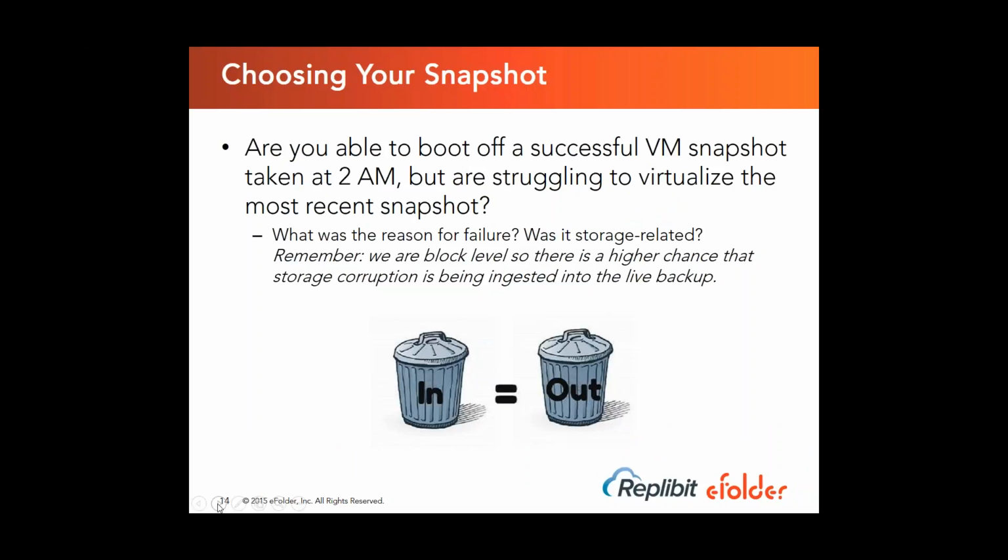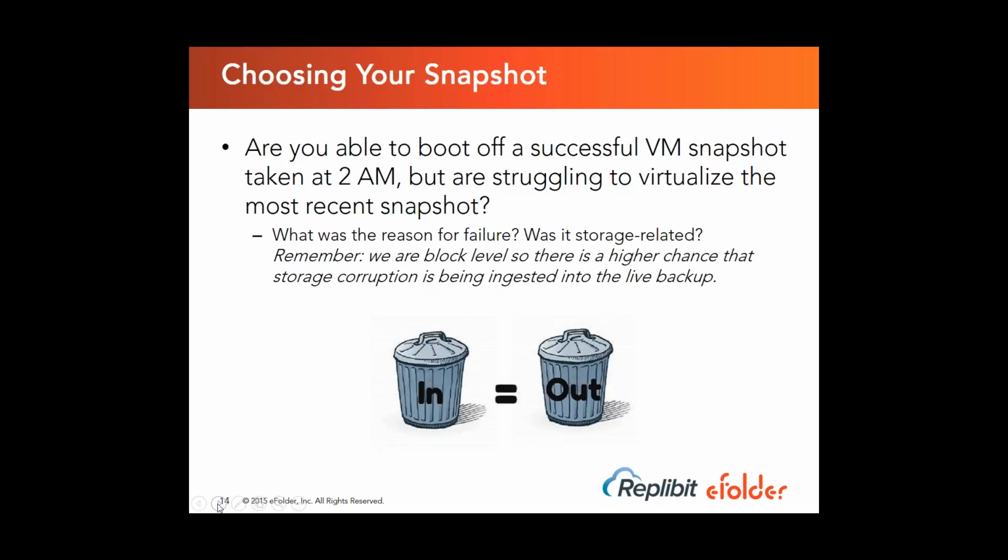So if you have your boot VM check enabled and everything virtualized no problem at 2 a.m., and then something occurred overnight and you get a phone call from your customer, or your RMM tool identifies that you're having a problem on the production network, and you want to take the most recent backup and you go to virtualize it, and you have a problem with it. Ask yourself why. This holds true on all image-based block level backups.